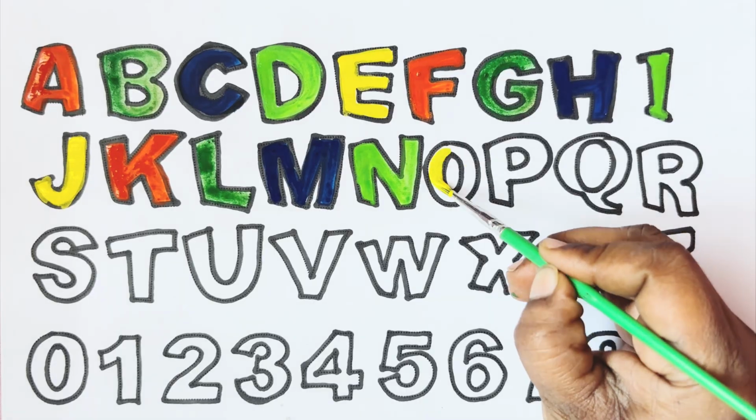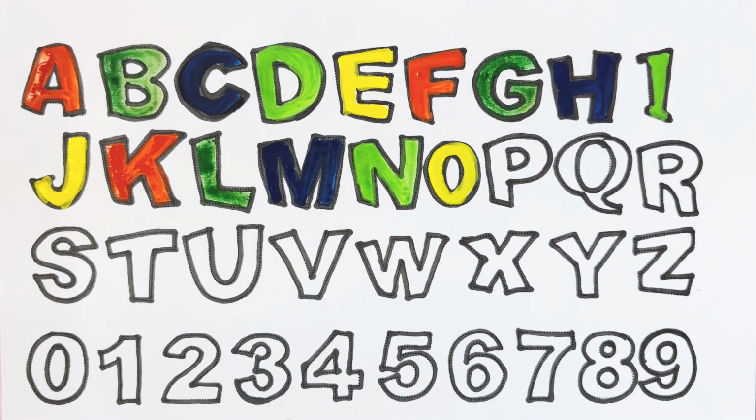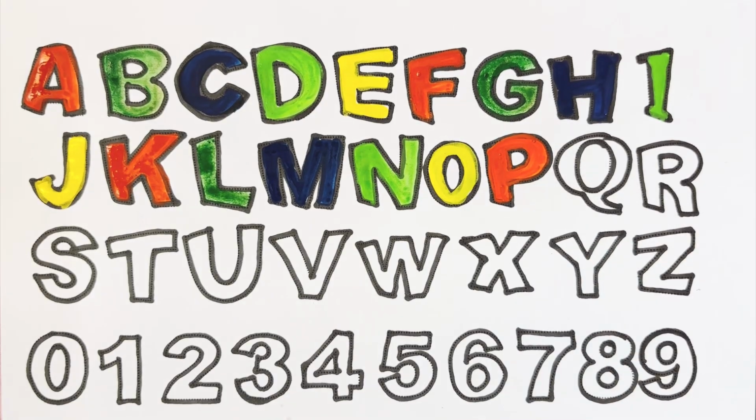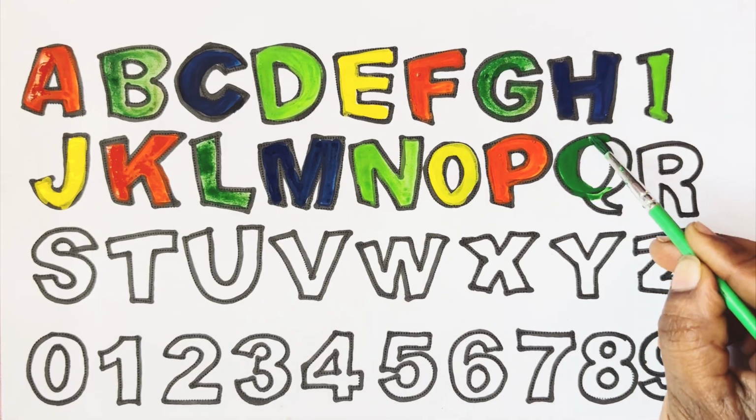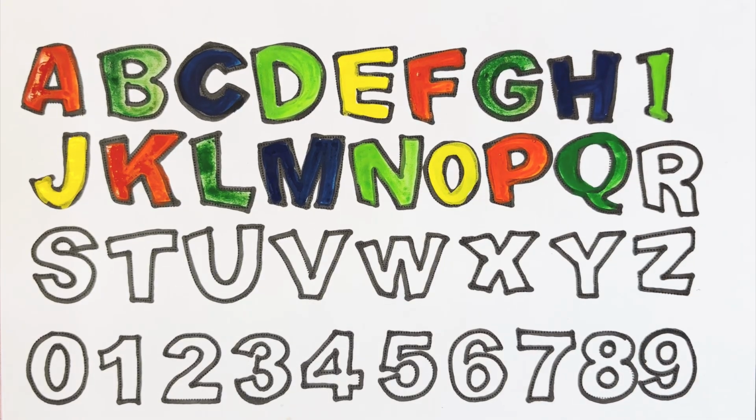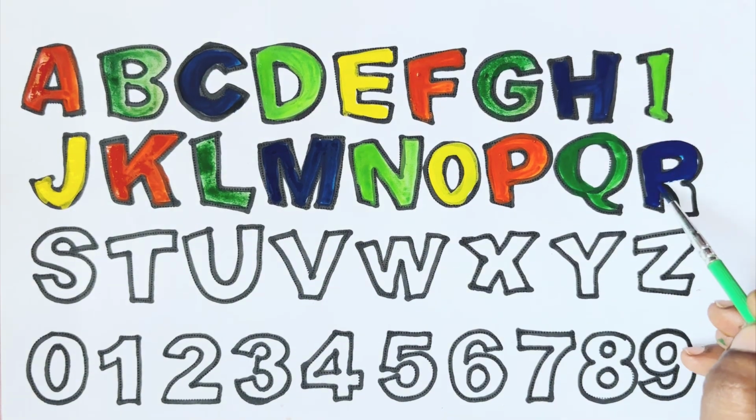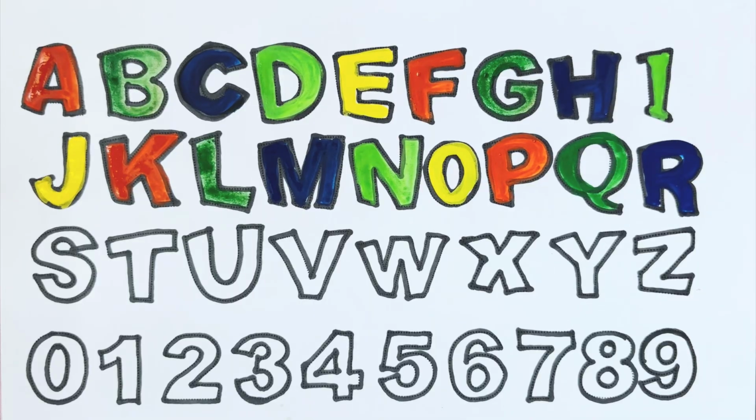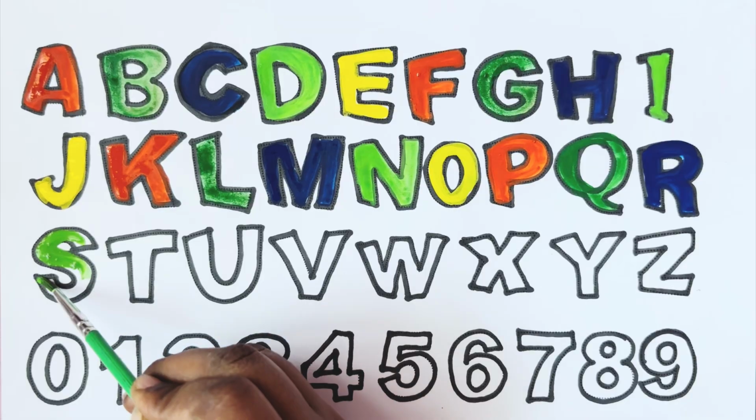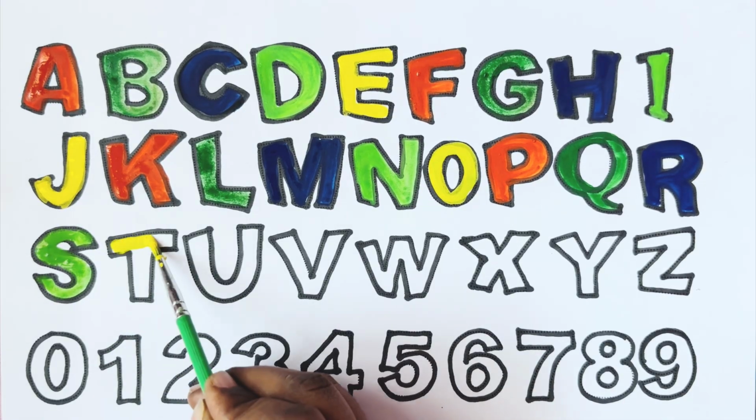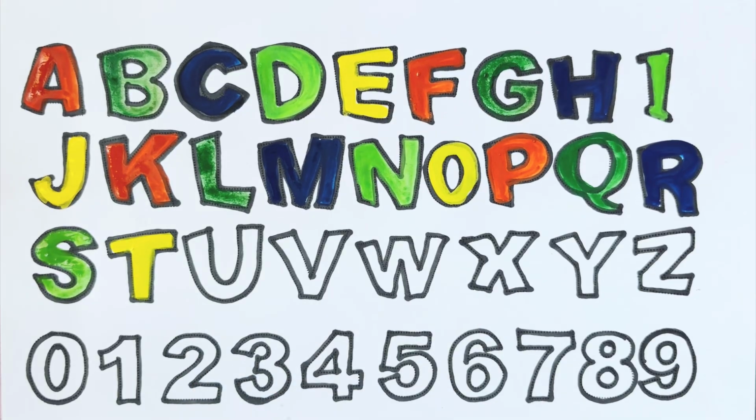O. O for orange. P. P for parrot. Q. Q for queen. R. R for rose. S. S for sheep. T. T for tomato.